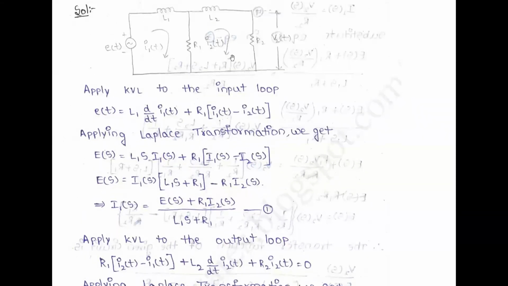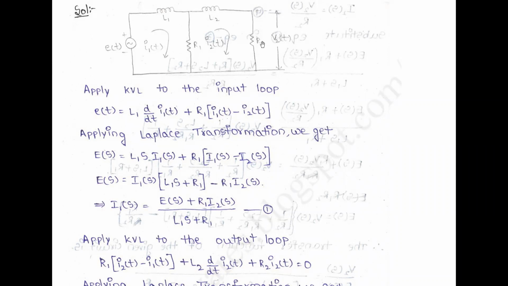And apply KVL to the output loop, or second loop. Whichever, it is the output loop. Apply KVL at the second loop: R2 into I2 of t, L2 into di2 by dt, R1 into I2 minus I1.